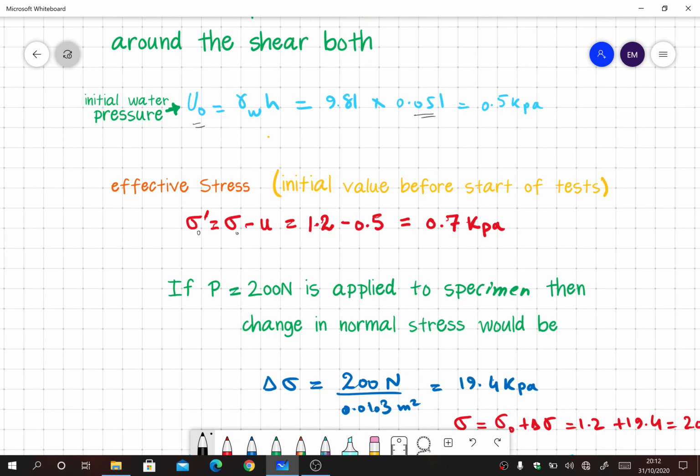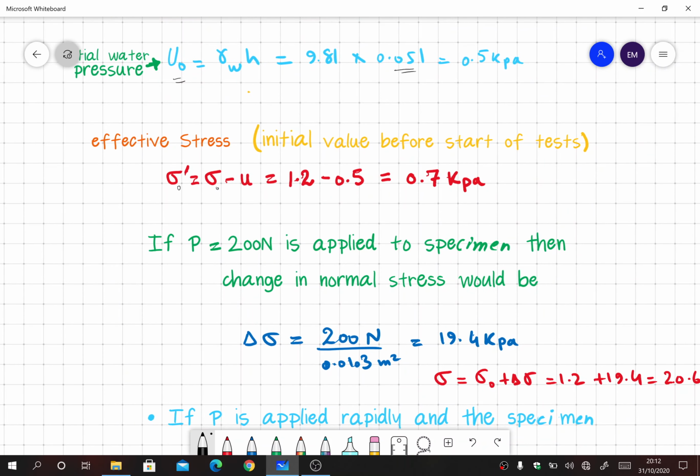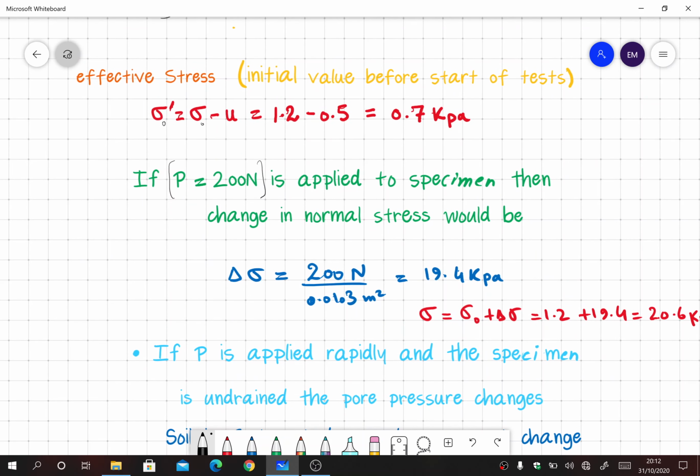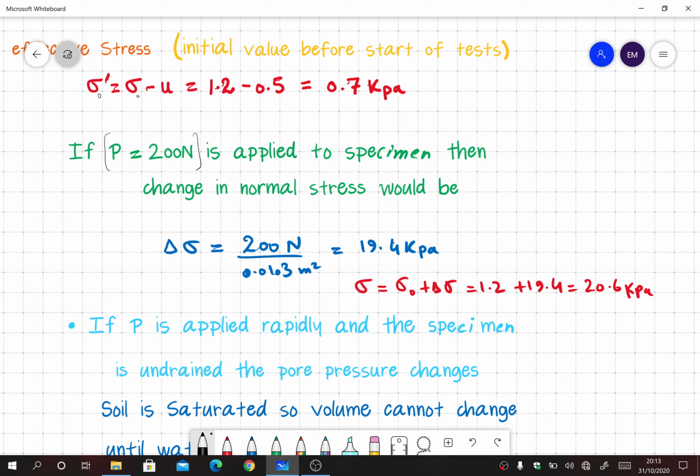Now we come to the second case. We assume that we have applied an external vertical load of 200 newtons. So the increase in the normal stress will be 200 over the area, that was 0.0103. So 19.4 is the delta sigma, or increase in the normal stress. So total stress at that stage after application of the 200 newtons load will be sigma naught plus delta sigma. It gives us 20.6 kPa.